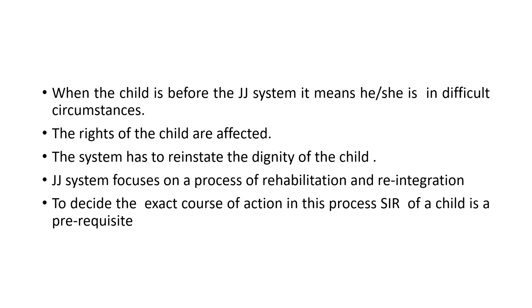When any child is produced before the juvenile justice system, it means that he or she is in difficult circumstances. The rights of the child are affected and the juvenile justice system has to reinstate the dignity of the child back to him. The juvenile justice system focuses on the process of rehabilitation and reintegration of the child. To decide the exact course of action in this process, the social investigation report of a child is a prerequisite.